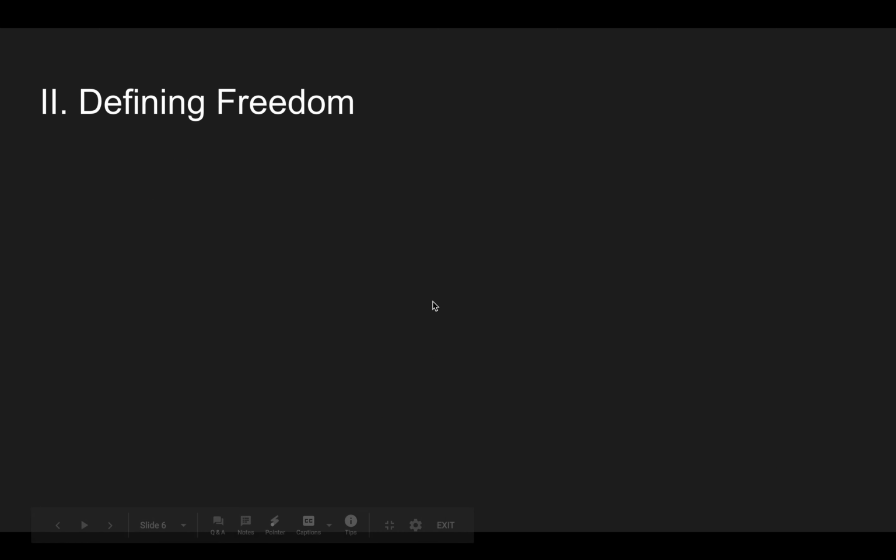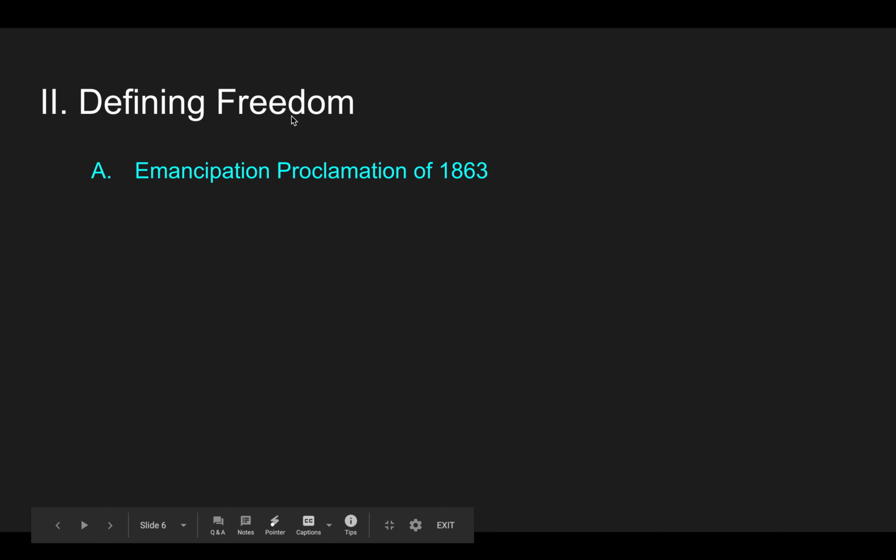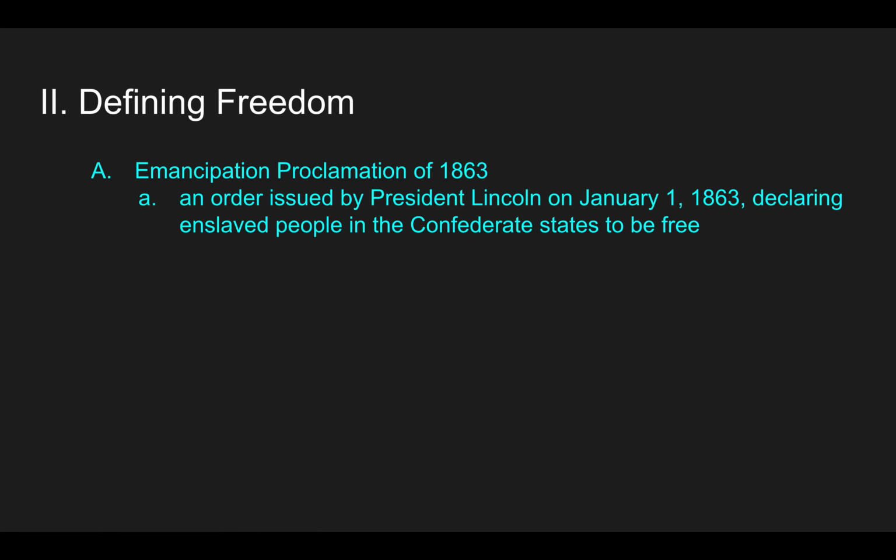All right, Roman numeral 2, defending freedom. So the Emancipation Proclamation was made during the war in 1863. An order issued by President Lincoln on January 1st, 1863, declaring enslaved people in the Confederate States as free. And it turned the Civil War into a fight for freedom, not just a fight for getting the Southern states back into the Union, but a fight for freedom.